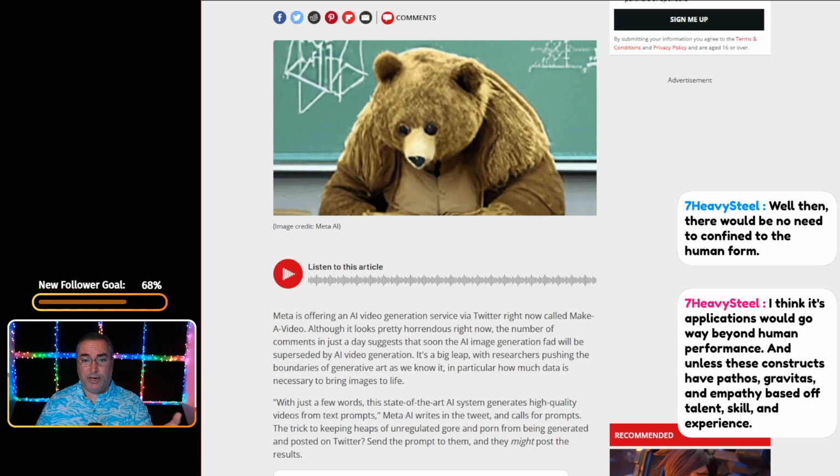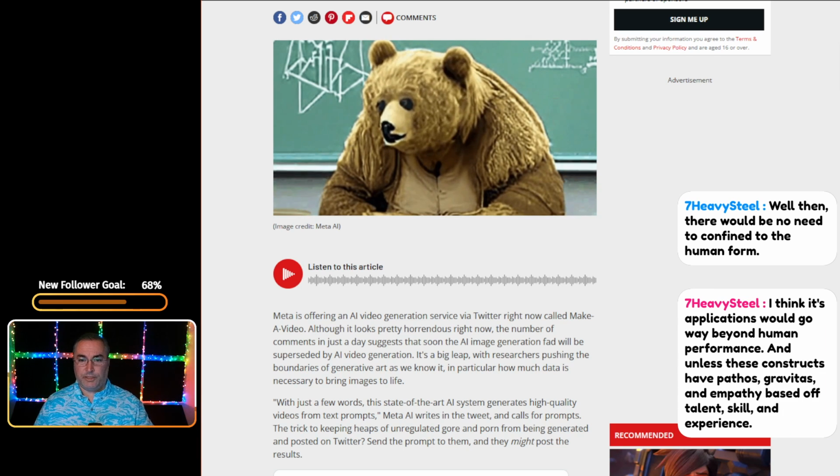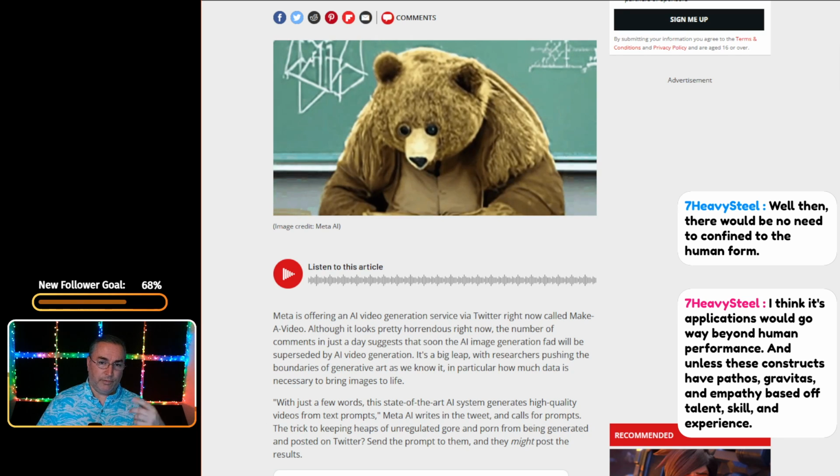So Seven says, well, then there would be no need to be confined to the human form. Correct. That's what this bear is. This bear is in a suit and reaching for something, and then it resets.